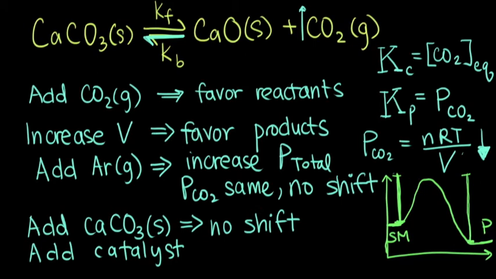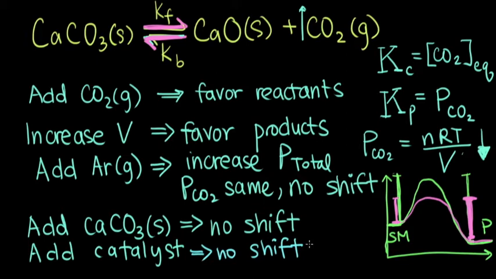If we add a catalyst to our reaction, we can think of it as lowering the activation energy for our reaction. That means we have a lower energy barrier for our forward reaction, so our forward reaction is going to get faster. But it's also going to lower the barrier for our backward reaction, so Kb is also going to speed up. And since it speeds up both the forward and the backward reactions, adding a catalyst won't perturb your reaction from equilibrium. So adding a catalyst will result in no shift in concentrations.